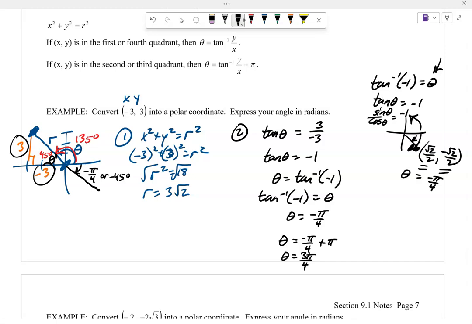Okay, and that's because if you're in the second or third quadrants, which we're in the second quadrant, you can just follow that, right? So r, theta.